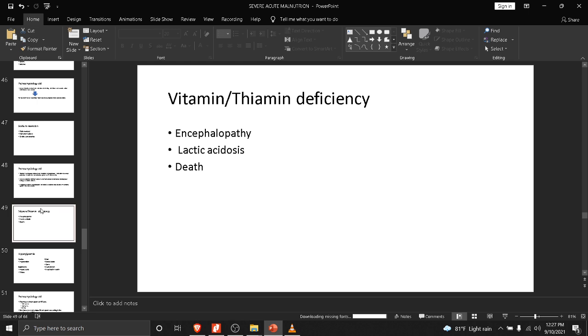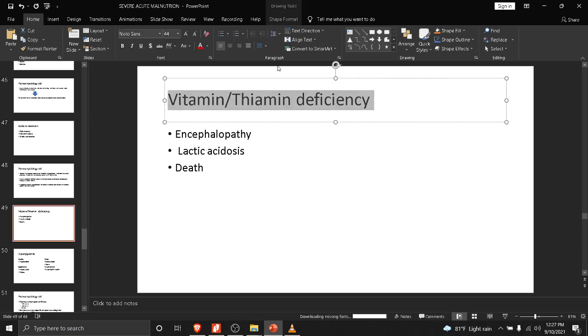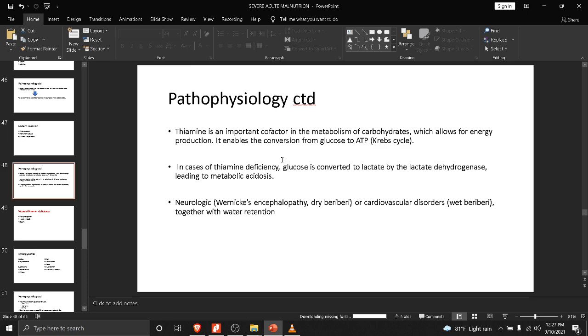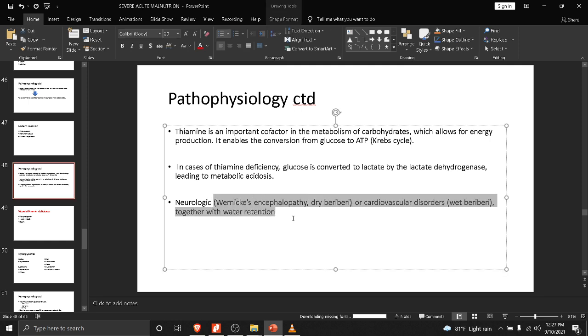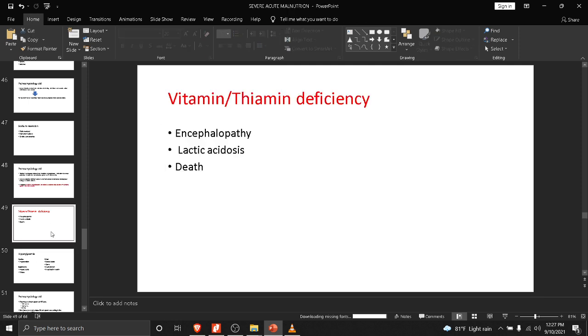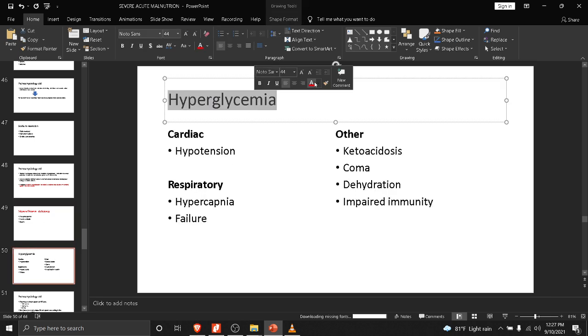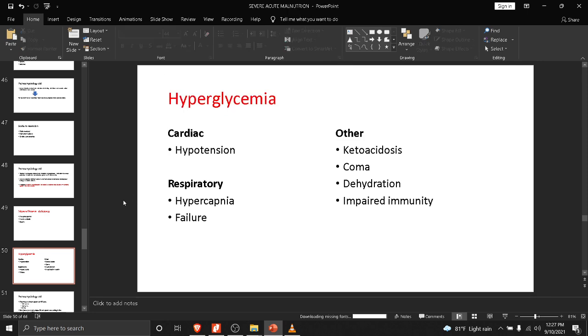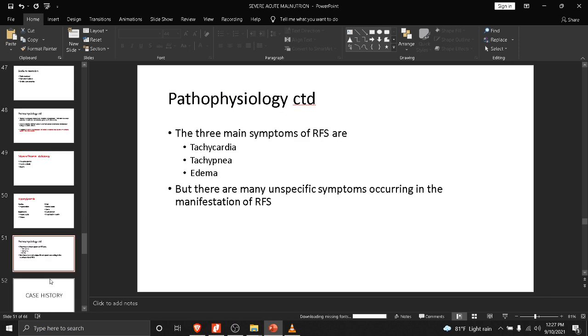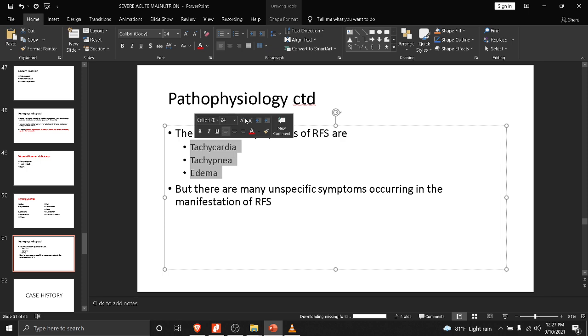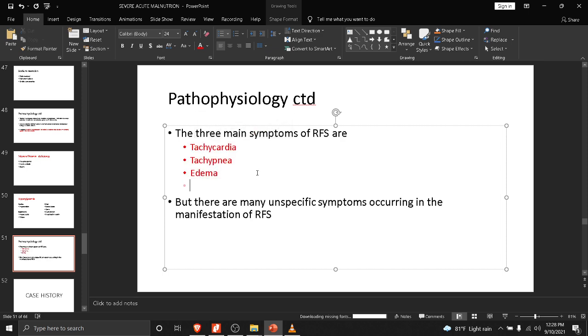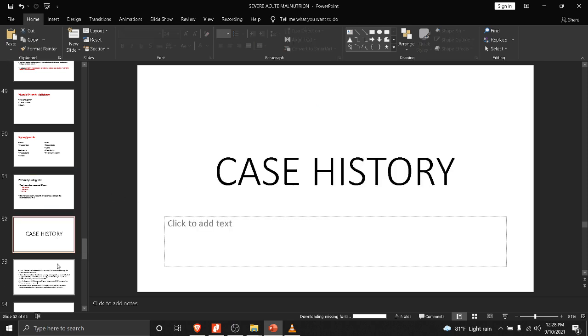Thiamine deficiency leads to neurological manifestations such as Wernicke encephalopathy, dry beriberi, and peripheral neuropathy, and also cardiovascular disorders like wet beriberi. In wet beriberi there is cardiomyopathy and cardiac failure, together with water retention. There can also be hyperglycemia and stress in refeeding syndrome. The three main symptoms of refeeding syndrome are tachycardia, tachypnea, and edema, but as I mentioned earlier, there are many unspecific symptoms.